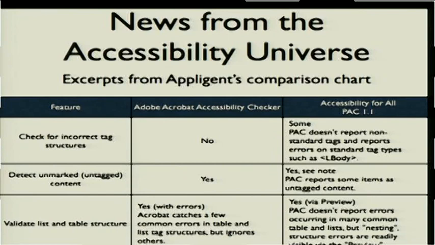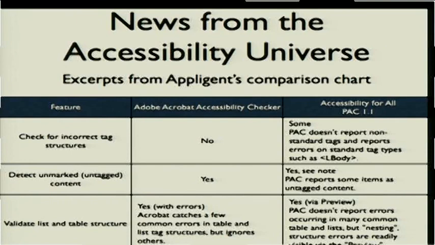The second one, Adobe can detect untagged content. Those people cannot detect untagged content correctly. And they have trouble validating list and table structures. So this is your state-of-the-art stuff, right? They're checking for accessibility, and they cannot parse the PDF files. They cannot figure out what's where. They cannot figure out that things are done correctly.